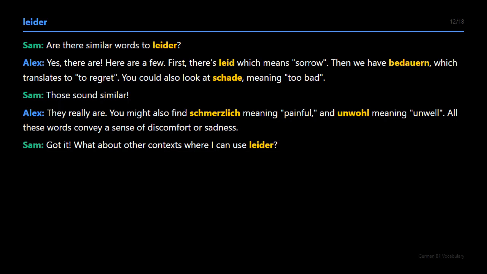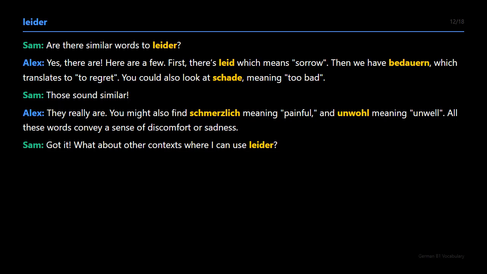They really are. You might also find "schmerzlich," meaning "painful," and "unwohl," meaning "unwell." All these words convey a sense of discomfort or sadness.